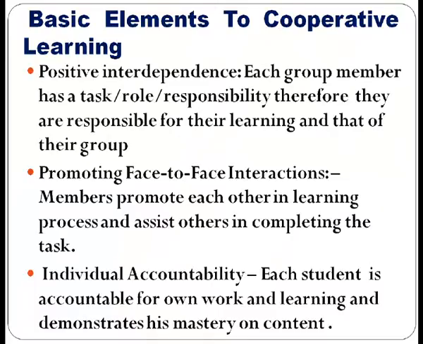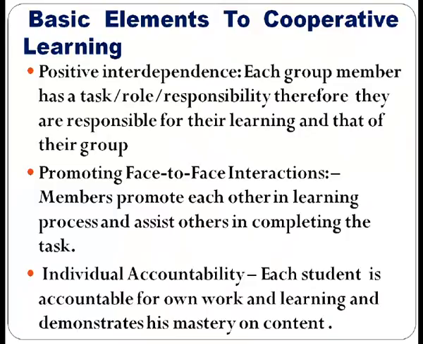Basic elements of cooperative learning: the first is positive interdependence. Each group member has been allotted a task, a role or responsibility by the teacher. Therefore, they all are responsible for their learning individually and that of their group. The learner is responsible for his or her own activities, and simultaneously he is also responsible for the group too, because he is working in a group.